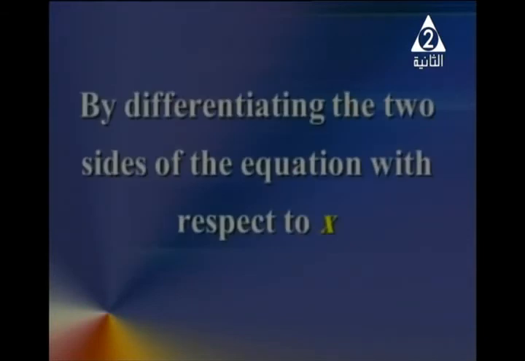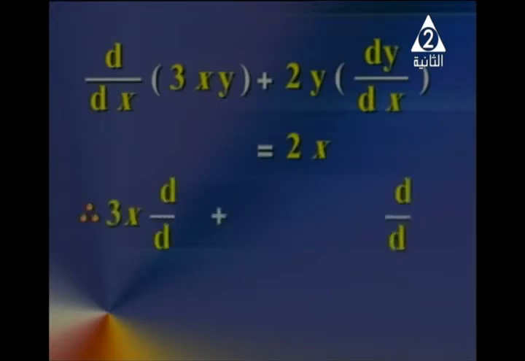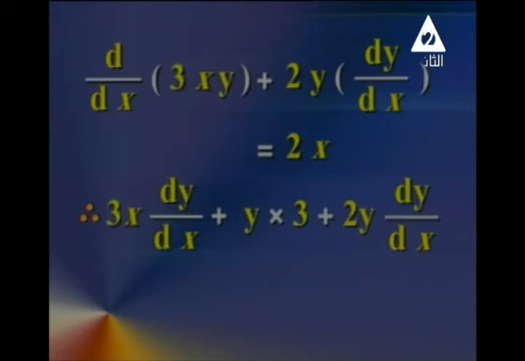Take the derivative of both sides of the equation with respect to x. Find dy by dx. Therefore, d by dx: the first is 3xy plus 2y dy by dx equals 2x. Remember, what is the derivative of 3xy? Excellent, student. The first times the derivative of the second plus the second times the derivative of the first. The answer is 3x dy over dx plus y times 3, plus 2y dy over dx equals 2x.